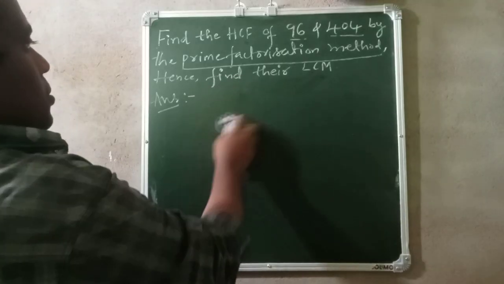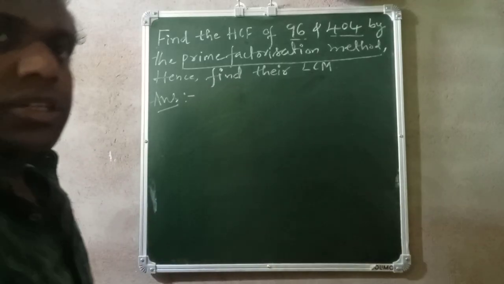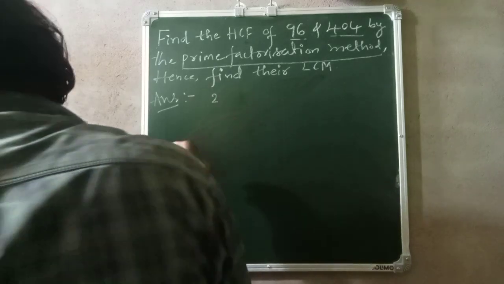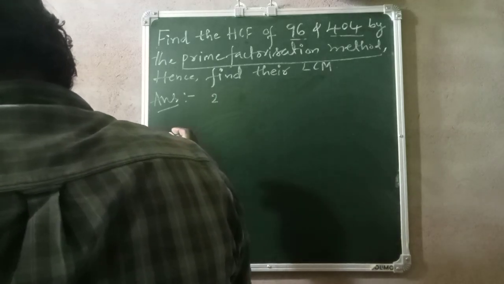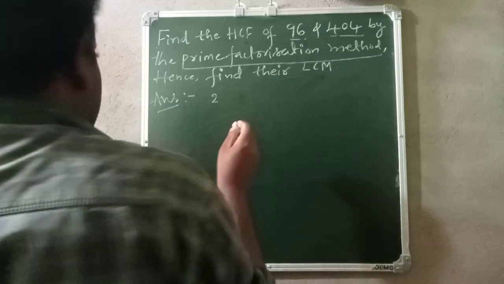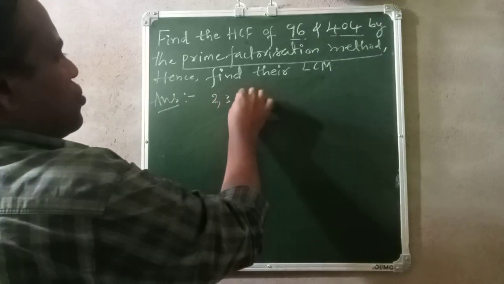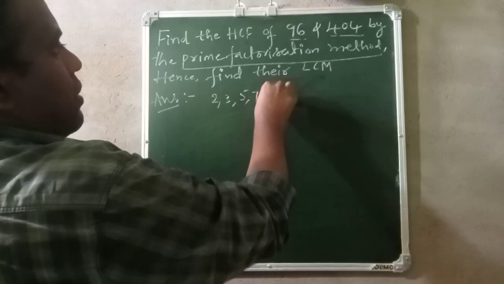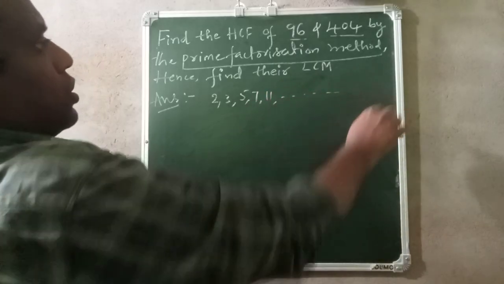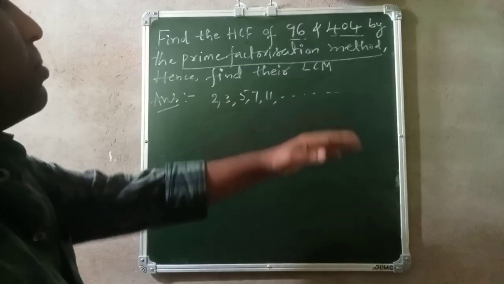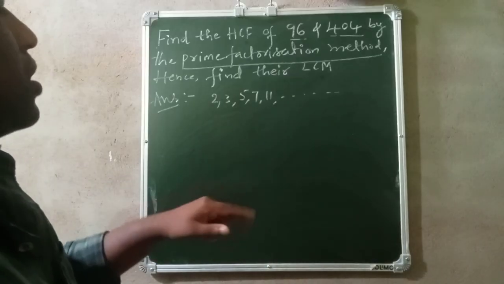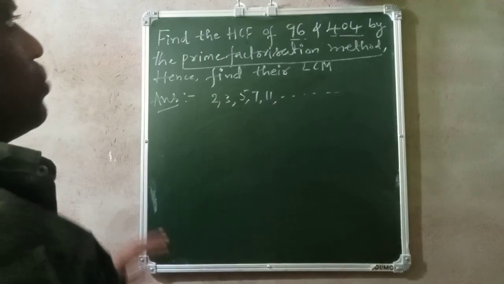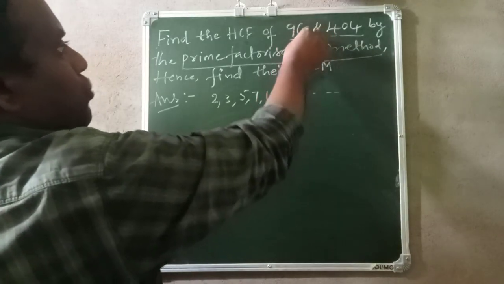So first write prime numbers starting from 2. First 2, after that next 3, next 5, next 7, next 11, and the numbers will continue like that. These are the prime numbers, in order. Now we have to factorize.